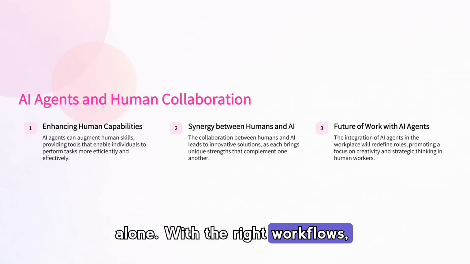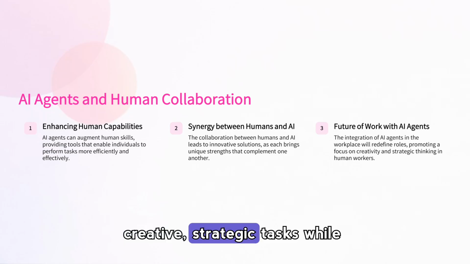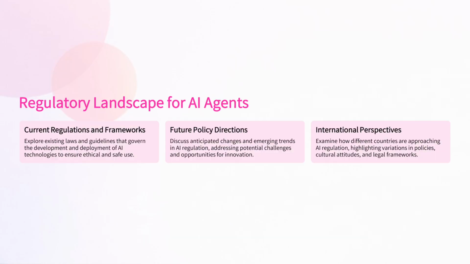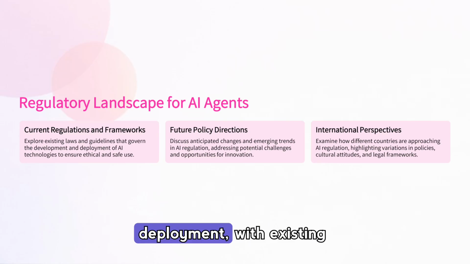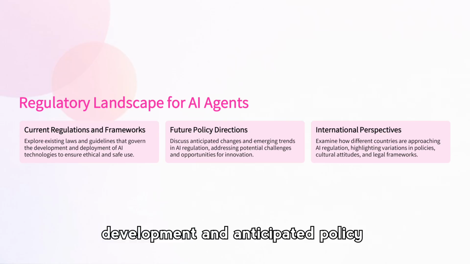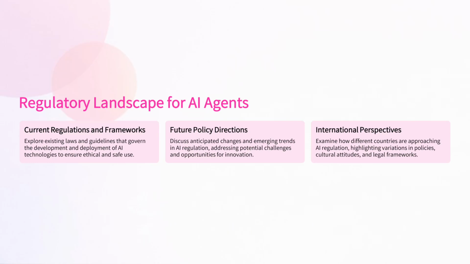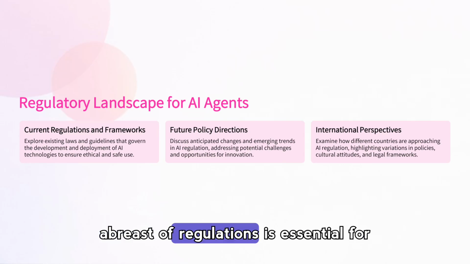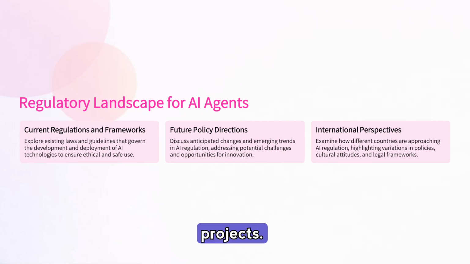With the right workflows, agents free people to focus on creative, strategic tasks while handling routine, data-driven work. The regulatory landscape is evolving to govern safe and ethical AI deployment, with existing frameworks guiding responsible development and anticipated policy changes responding to new risks. International perspectives show different approaches, so keeping abreast of regulations is essential for compliant, scalable AI agent projects.